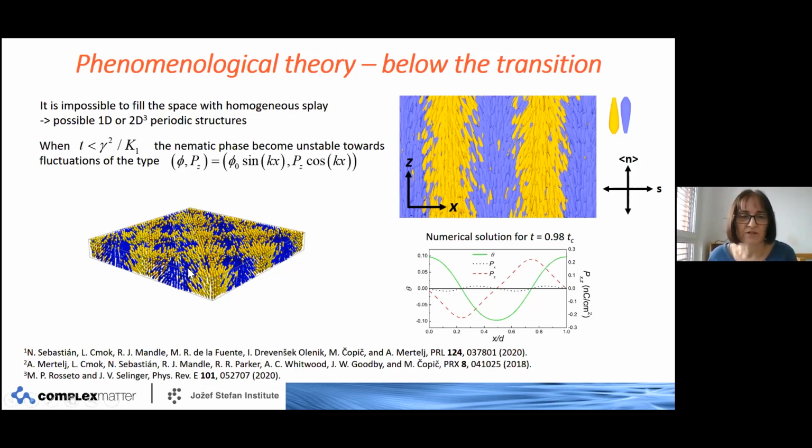Rosseto and Selinger showed that, depending on the parameters of the model, a 2D structure may be more stable than 1D. It depends also on the temperature we are looking at.